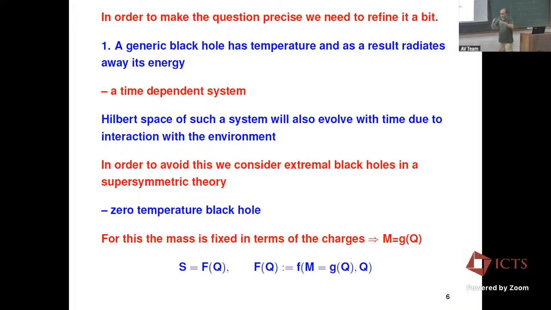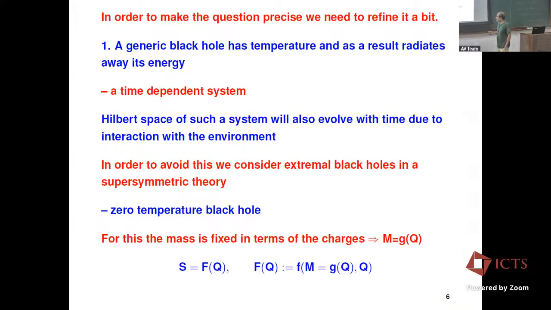So again, imagine a box of gas which is kept in isolation, that has a fixed Hilbert space. But now imagine that it's allowed to interact with the environment. Maybe there's a small hole in the box. Some of the gas molecules may leak out, some of the gas molecules can come in from outside. And as a result, the actual system changes with time. So the dimension of the Hilbert space of the system also evolves with time. So a finite temperature black hole is a time-dependent system. And so we avoid this. This is the simplest case. Of course, eventually we'd like to do better.